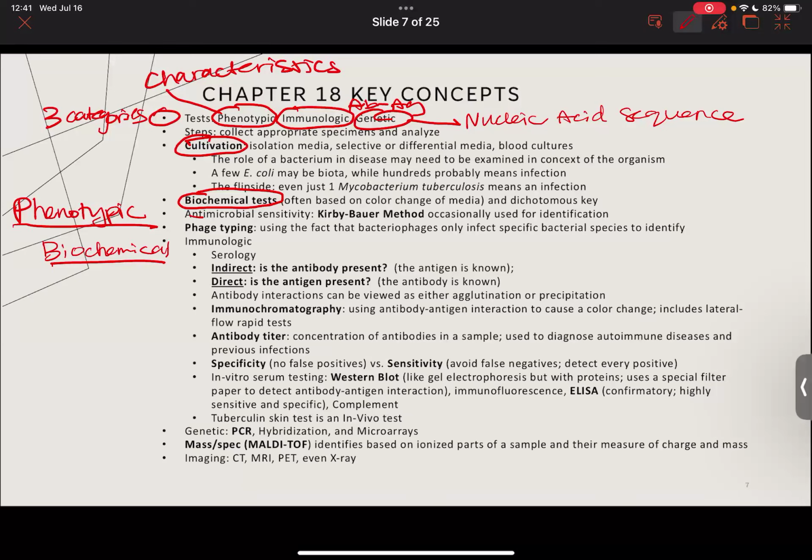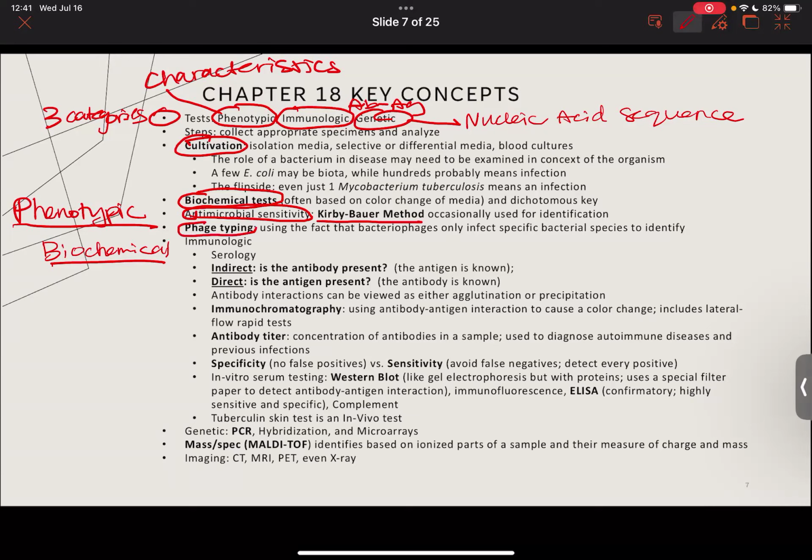Like we've done antimicrobial sensitivity, before I skip over it, the Kirby-Bauer method, this is a phenotypic test. What were the characteristics of how your organism behaved when we exposed it to this antibiotic? What was its zone of inhibition and things like that? That's a characteristic aspect. So that's a phenotypic test.